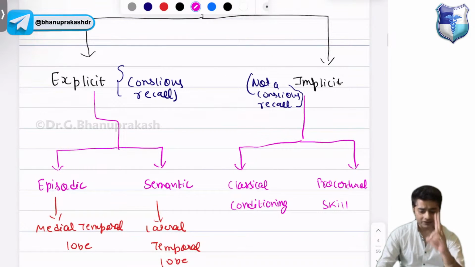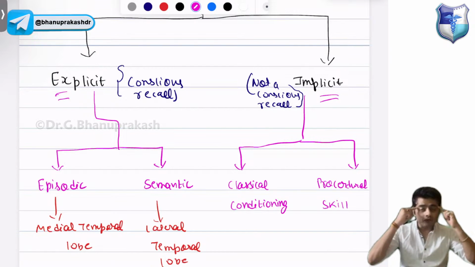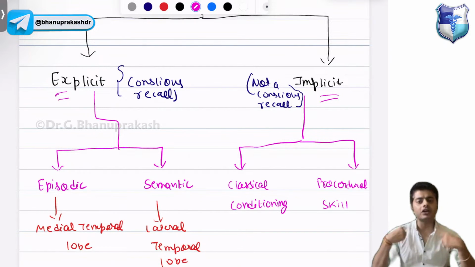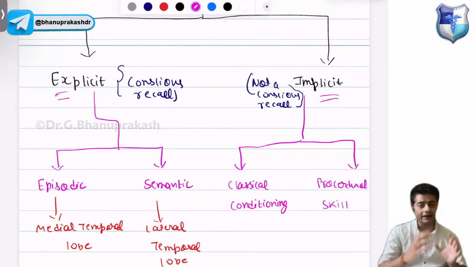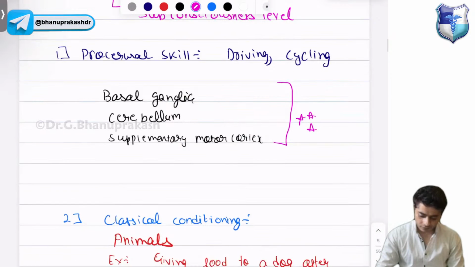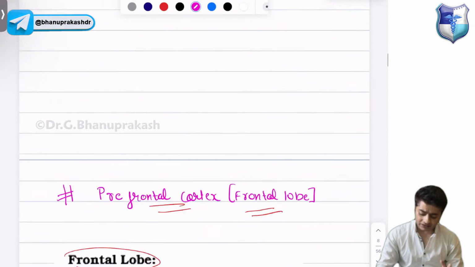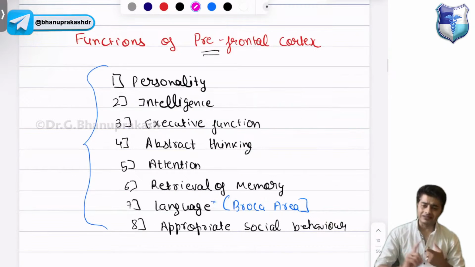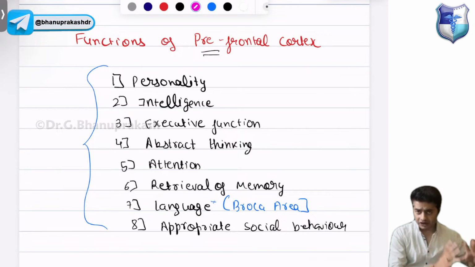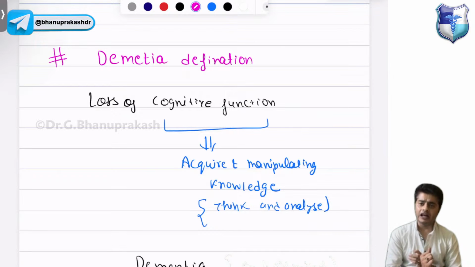Long term memory is divided into two parts: explicit and implicit. Explicit are those memories in which you have to consciously recall. That is your episodic. You have to consciously recall. Semantic is factual, and you have to consciously recall. Episodic is in the medial temporal lobe, and semantic is in the lateral temporal lobe. Okay. Then we have studied about the prefrontal cortex. That is about your personality, intelligence, executive function, abstract thinking, your attention, your retrieval of memory, your language, and your appropriate social behavior.